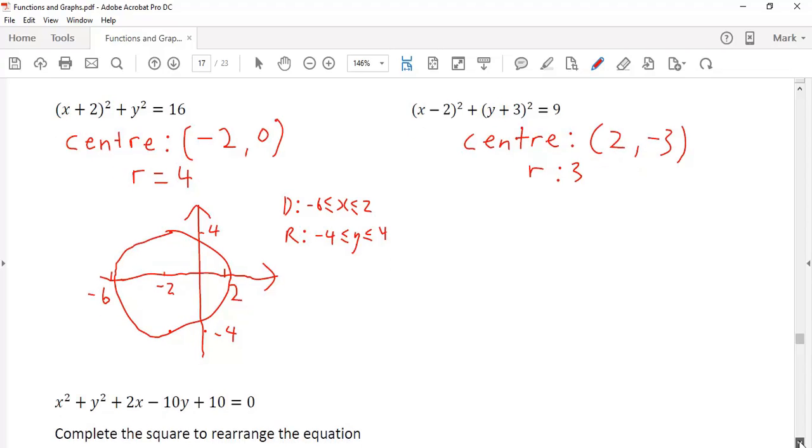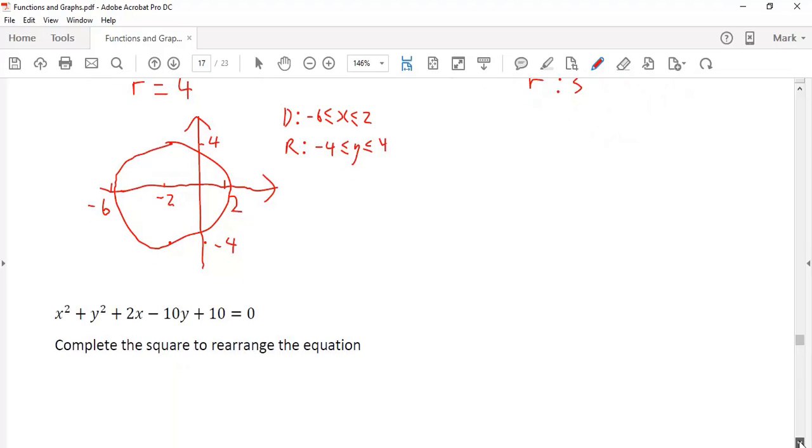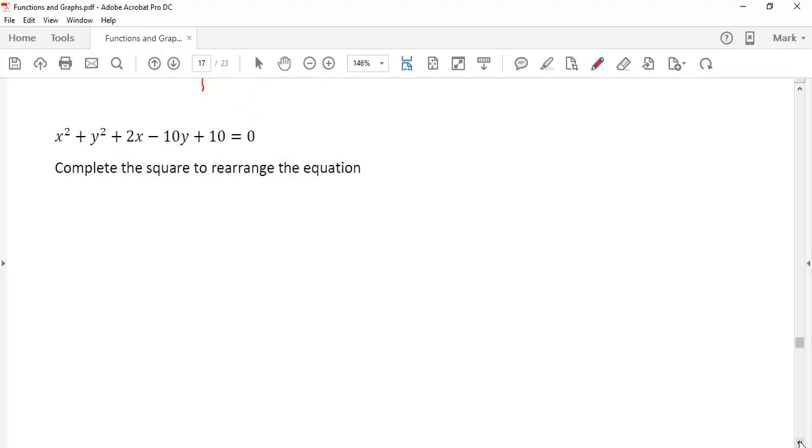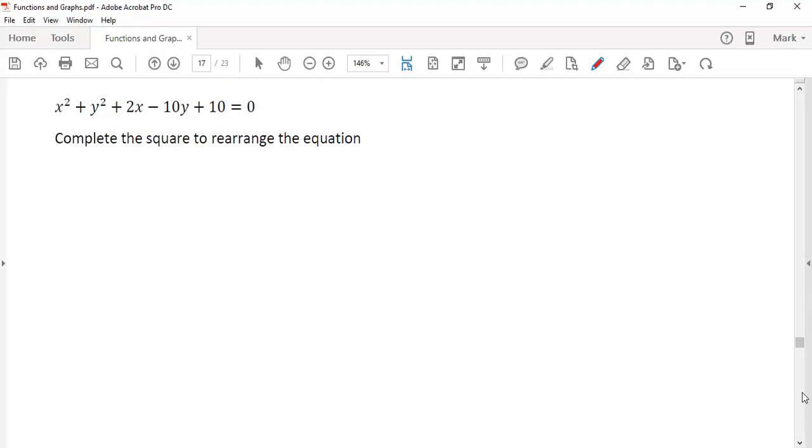So the next one, it's a bit harder. So first you got to complete the square to rearrange the equation. So like in an exam, they might not give you that hint. So let's just rearrange it first. x squared plus 2x. So I'm just going to leave a gap because I want to complete the square. So plus y squared minus 10y. So I'm going to leave a gap again. And equals, and then that's plus 10. If we bring it to the other side, it'll be negative 10.